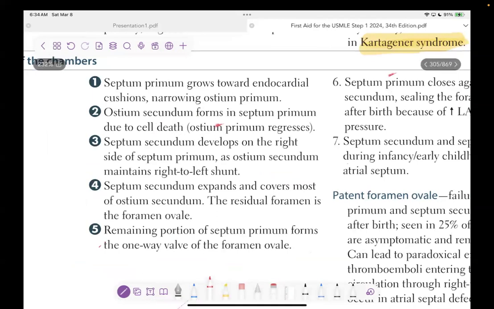Septum primum grows toward the endocardial cushion. We already know that because the endocardial cushion is the landmark all the septa grow toward. Narrowing the ostium primum means they disconnect the right side and left side and close the ostium primum. Ostium primum was the primary ostium, right?